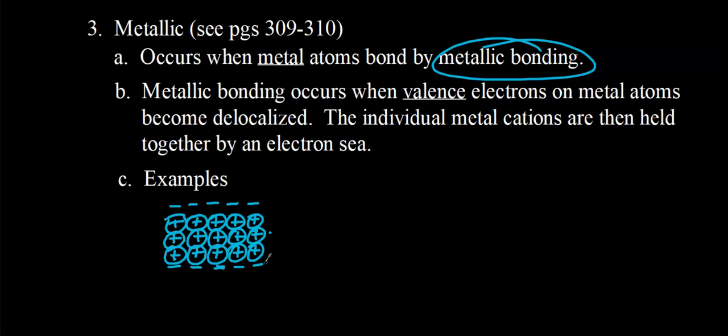All right, so what are some examples of metallic solids? Well, any metal. Iron, gold, sodium, silver, tungsten. These are all metallic solids.